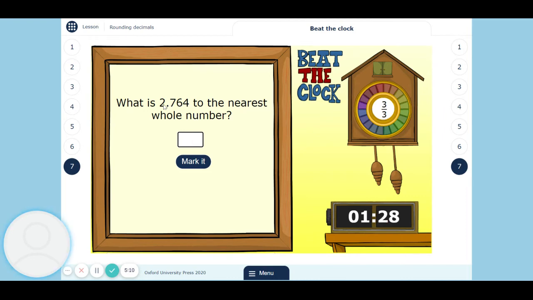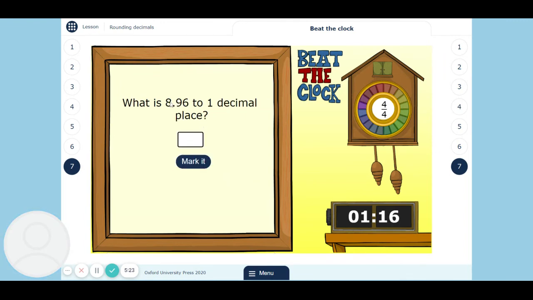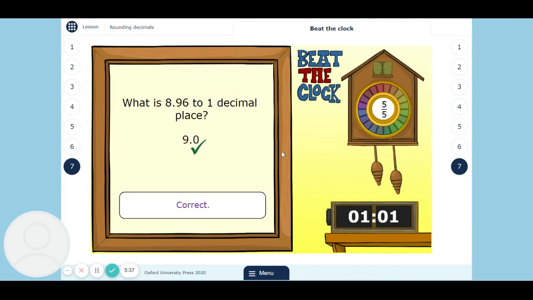2.764 is the nearest whole number. So if you think about that in the number line, it's above 2.5. If there's 5 or above in the tenths column, I'm going to round up. So 3. One decimal place, 8.96. So it's going to round up. So it's going to go to 9.0. Okay, it's important to put the 0.0 in because it shows we've rounded it to one decimal place and not just the nearest whole number.